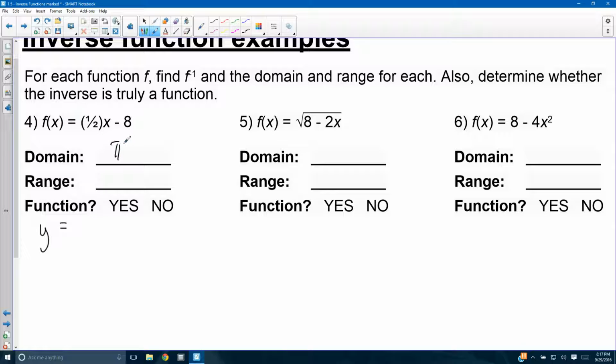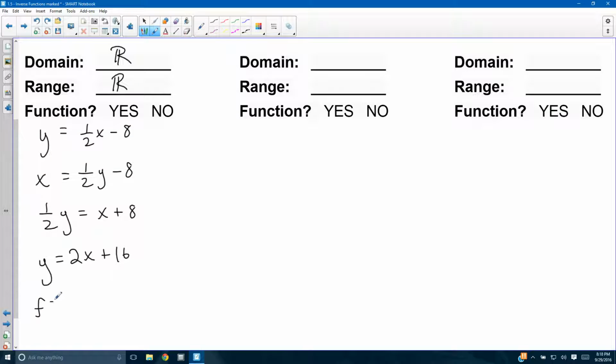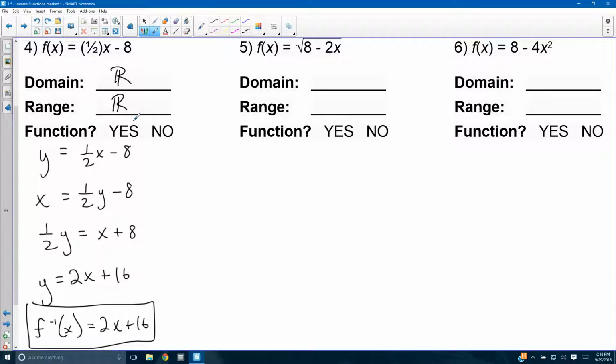Linear equation. Domain all real numbers. As long as the slope's not 0, the range should also be all real numbers. So y equals 1/2 x minus 8. Let's go ahead and swap x and y and calculate the inverse in a more proper fashion. So it looks like inverse function of. Solve for y. x plus 8. Multiply both sides by 2. We'll get y equals 2x plus 16. So inverse function is 2x plus 16. This is a linear equation, no domain or range restrictions. Looks like this will also be a function as well.